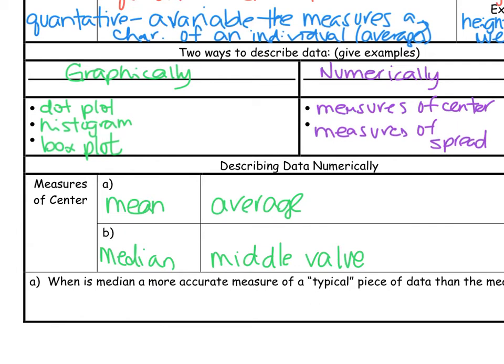And to answer question A, when is median a more accurate measure of a typical piece of data than the mean, we would use median if there are outliers. And we'll talk about what an outlier is in just a second.